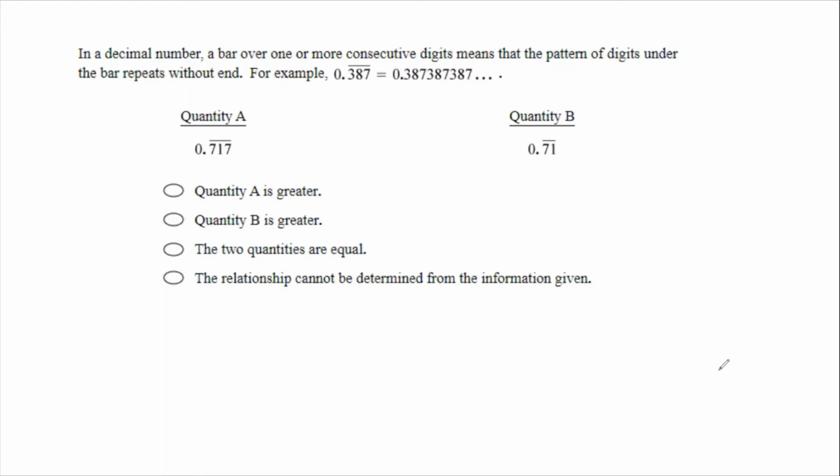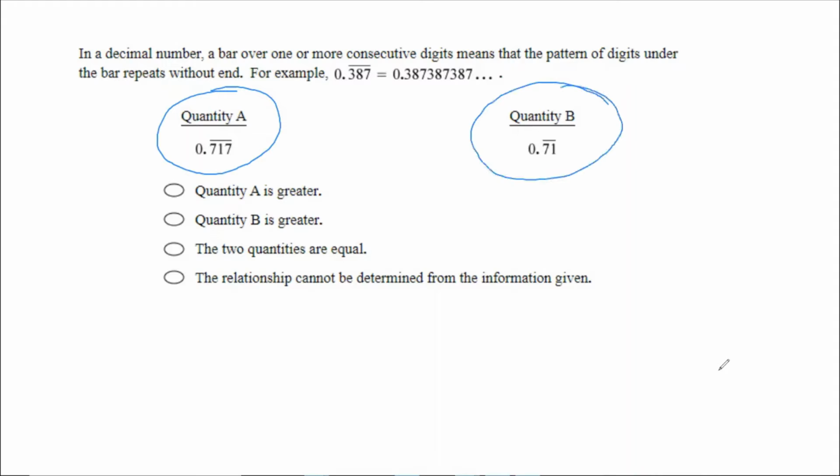So for this question specifically, it says, in a decimal number, a bar over 1 or more consecutive digits means that the pattern of digits under the bar repeats without end. For example, 0.387 with the bar equals 0.387, and continued on. That's just an example that they give you. The 2 quantities that are given are quantity A, 0.717 with the bar over the 71, and quantity B, 0.71 with the bar over the 71.